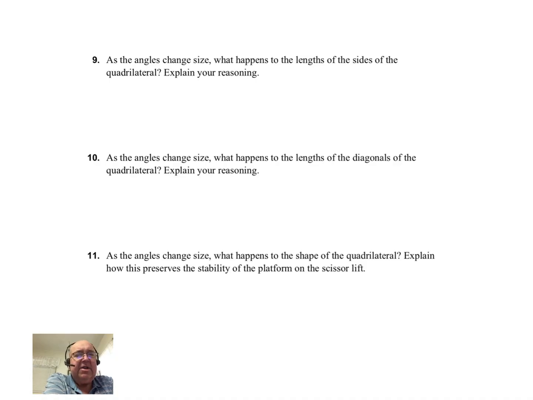And explain your reasoning. As the angles change size, what happens to the shape of the quadrilateral? As you answer that, explain how that keeps the platform of the scissor lift stable. So again, this is going to be a little bit more about thinking and explaining and reasoning, not as much about doing actual calculations or anything like that.